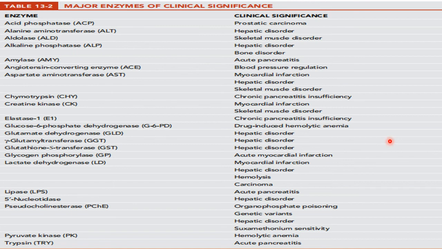For this one, be familiar with this. For example, acid phosphatase, its abbreviation is ACP. You should memorize their abbreviations, because most or all of the time, that is how they are written on request forms in the laboratory. They do not write their full names, it is really the abbreviation. So you should know them by their abbreviations. Again, just read this and familiarize yourself. It is self-explanatory.